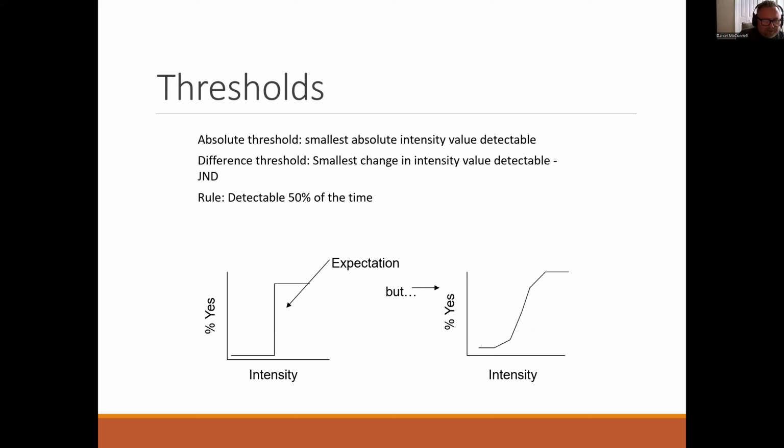Now, one of the things that we need to notice here is that this function is not as clear cut as we might expect it to be, right? So the expectation here on the left is that our threshold might look like a stair-step function, right?